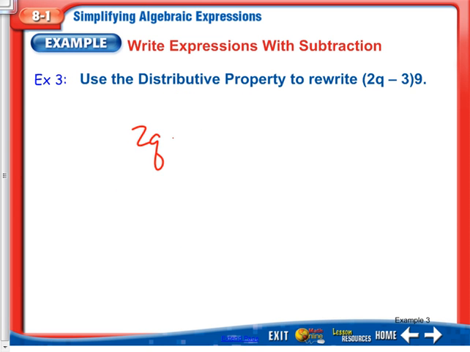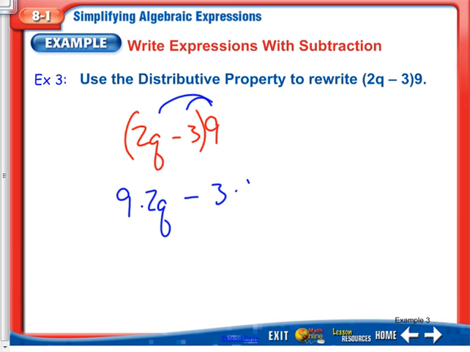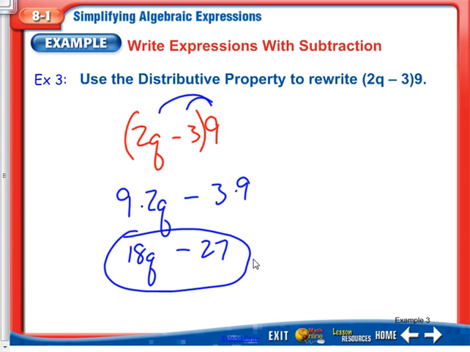So 2q minus 3, the quantity 2q minus 3 times 9. Again, I'm going to distribute that 9. This would be 9 times 2q minus 3 times 9. A little bit of order of operations here: 9 times 2 is 18q minus 27. Now I have a variable term here and a constant here, so that means I'm done. I can't go any further because I don't know what this q is, and order of operations says that I have to multiply before I subtract. So I can't really do anything else.